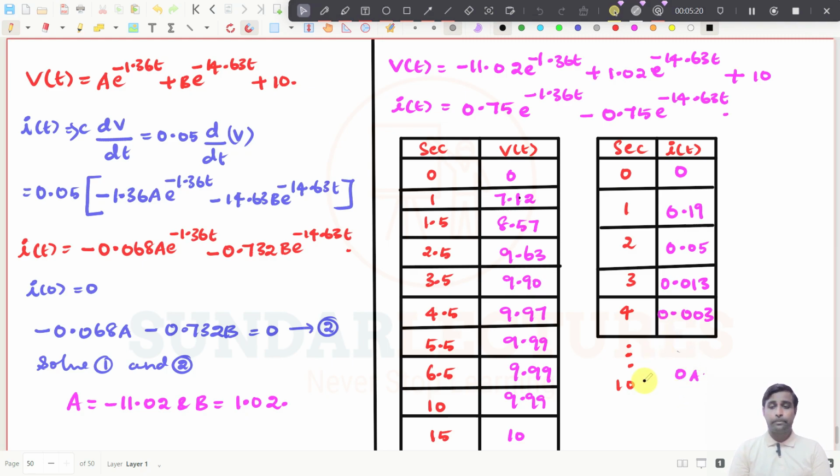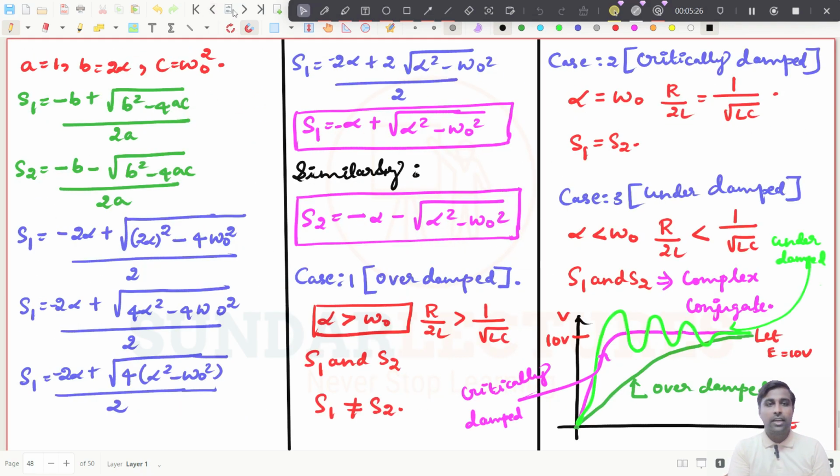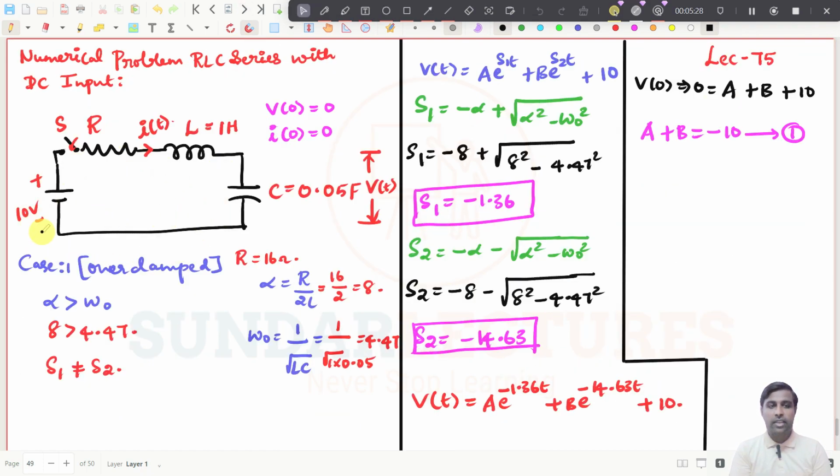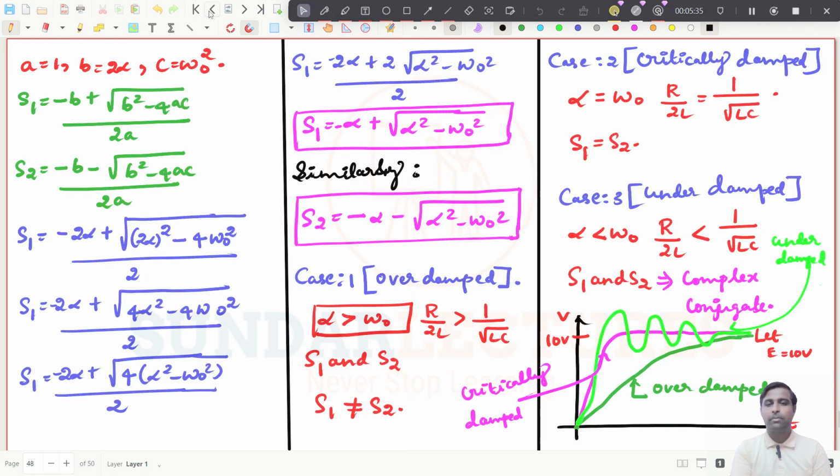Try to understand what the difference is, why we need to find these kinds of values. See, in this circuit, this 10 volt is going to be stored in this capacitor, and how it is going to store, that is what we have seen in the previous class, right?